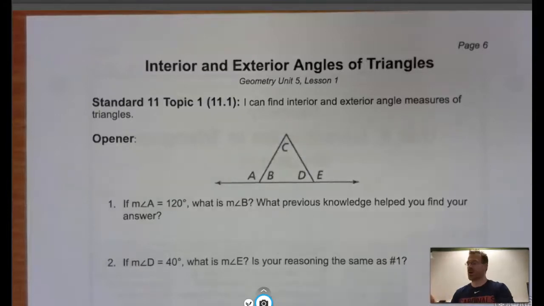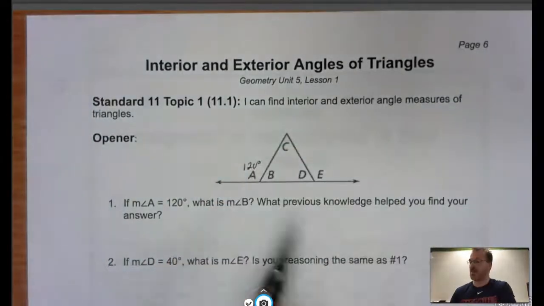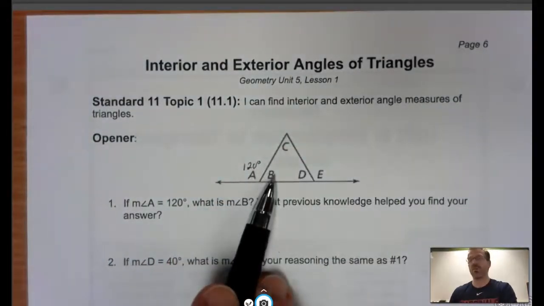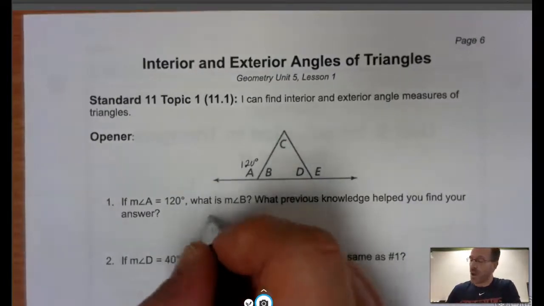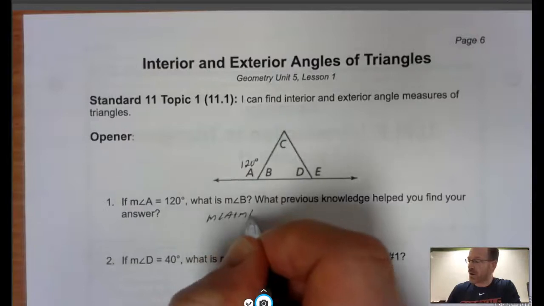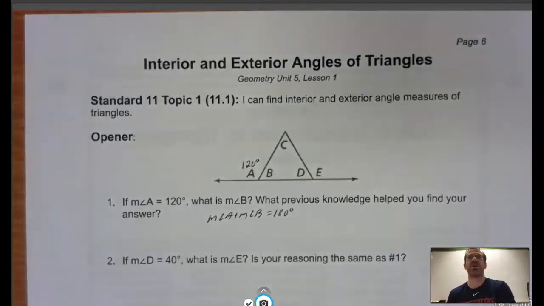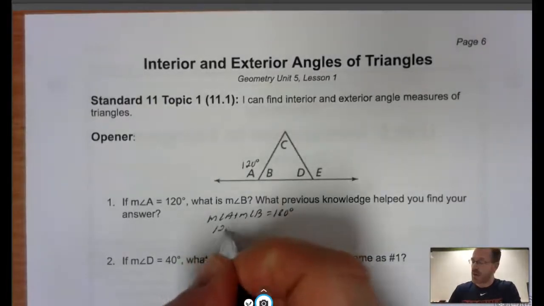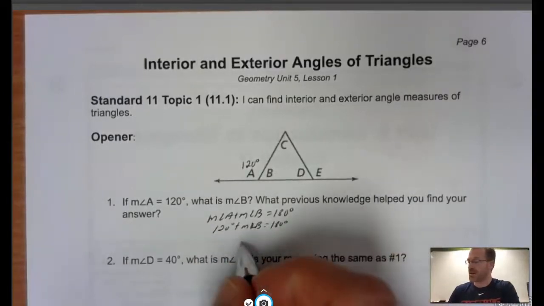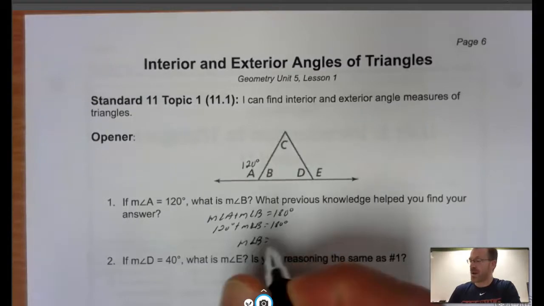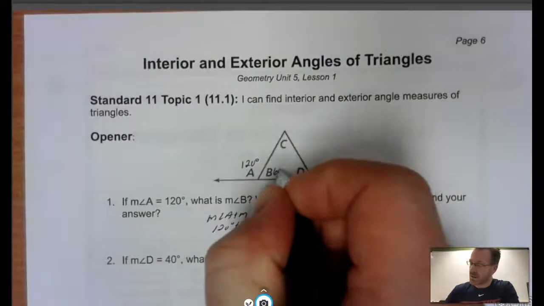All right, so let's talk about problem 1 here. So we know A is 120 degrees, and we want to find angle B. Well, hopefully you remember from first semester that these two angles are what we call a linear pair, and all linear pairs are supplementary. So we know that the measure of angle A plus the measure of angle B is equal to 180. We know A is 120 degrees, and so that tells us that the measure of angle B would be 60 degrees.